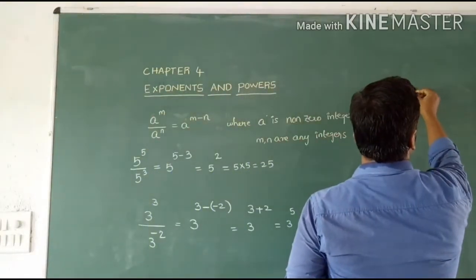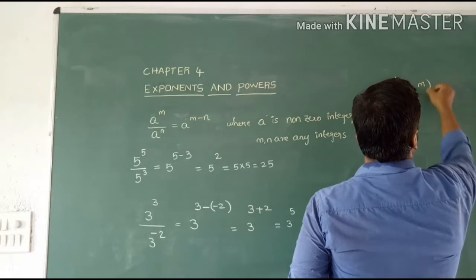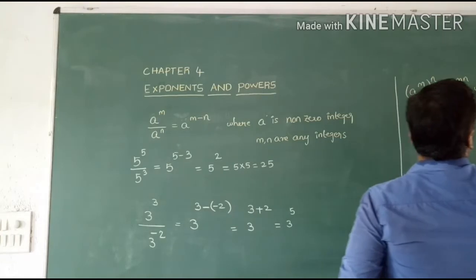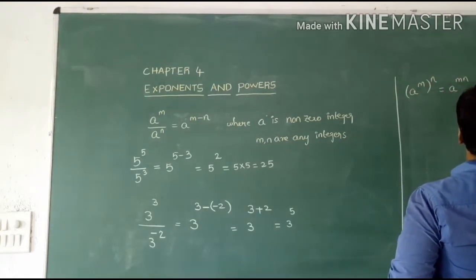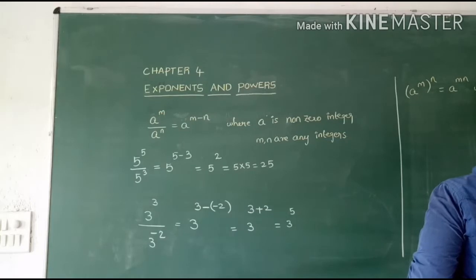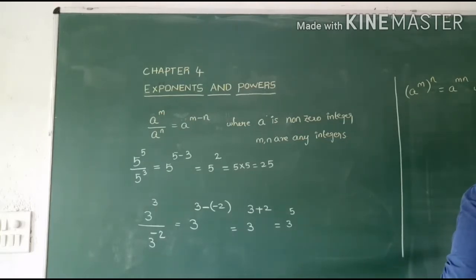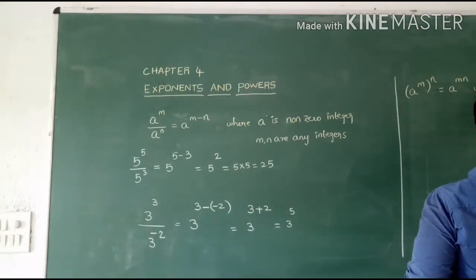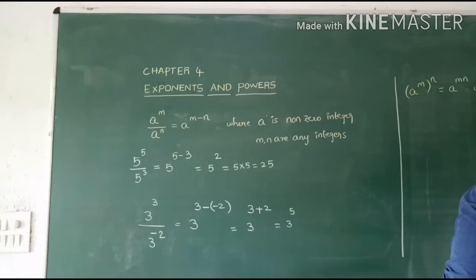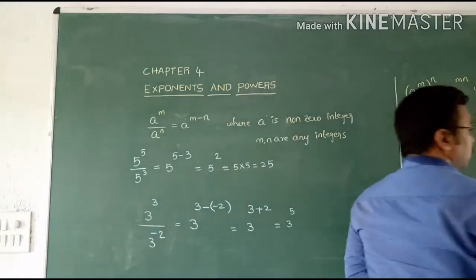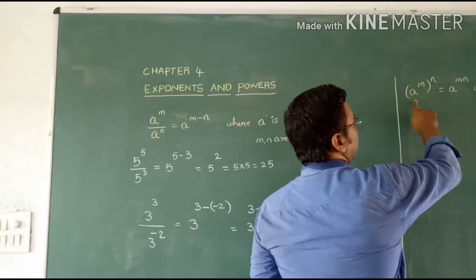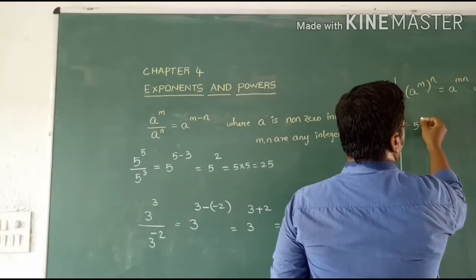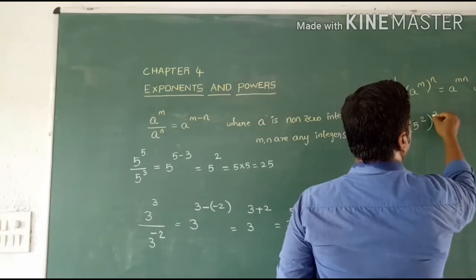One more law. a power m whole power n is equal to a power mn, where a is a non-zero integer, and m, n are any integers. So the problems related to this exponent law, such as 5 power 2 whole power 3.